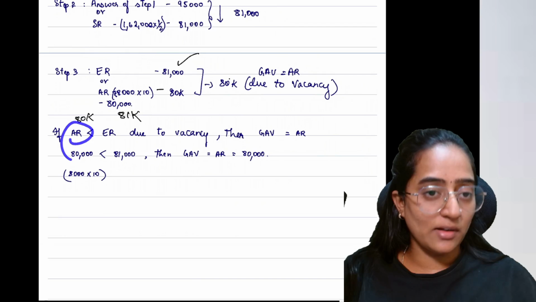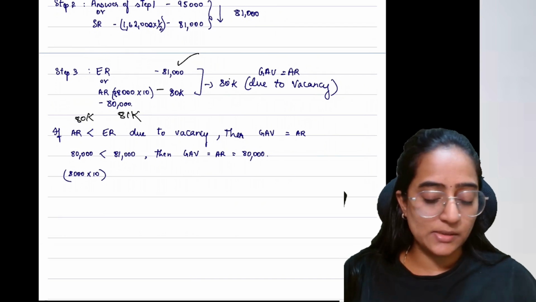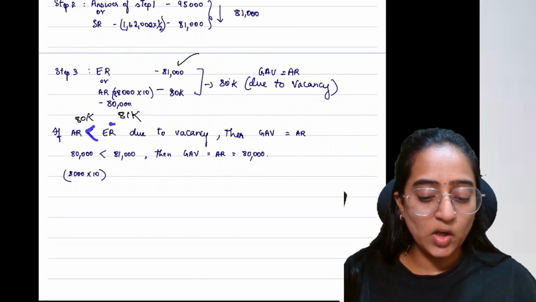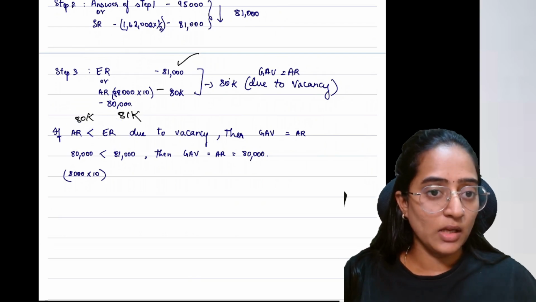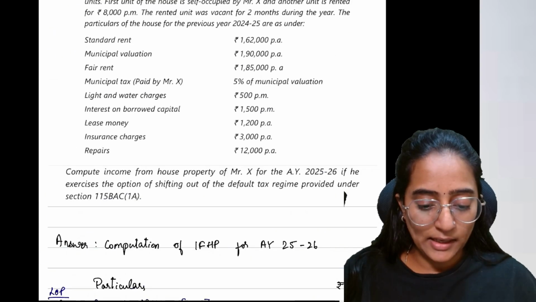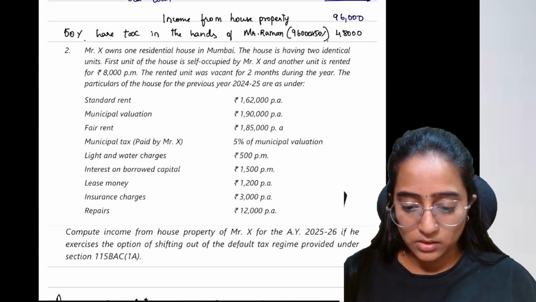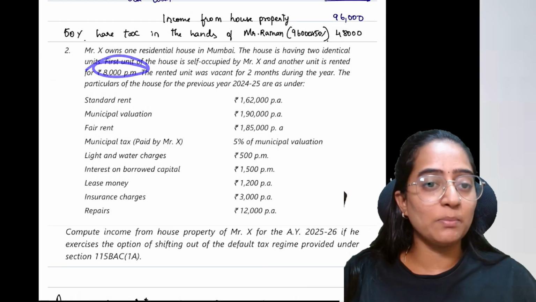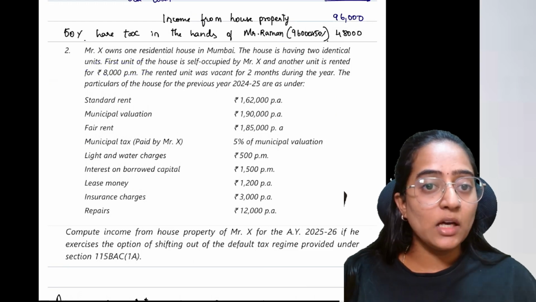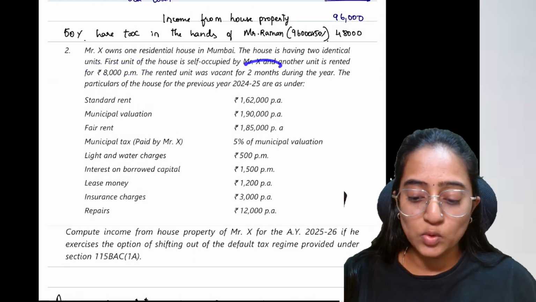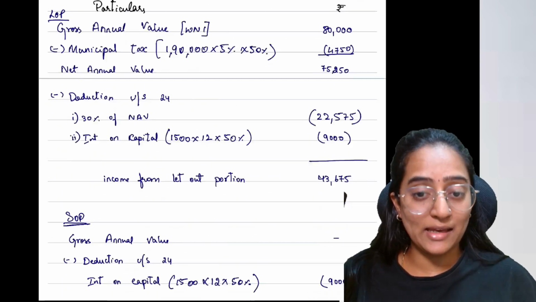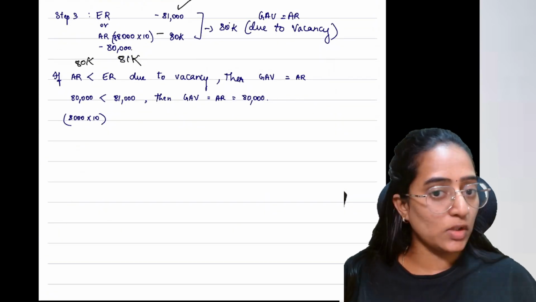See, if your actual rent of 8,000 rupees is less than your expected rent. So see people, how much is the rent that you are expecting? Where is it? Rent per month. Here it is, 8,000 per month. 8,000 per month you're expecting, and 2 months is vacant. Now you have to apply a special provision over here.